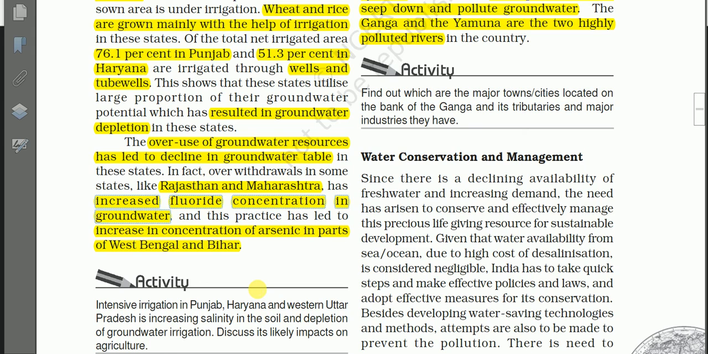Any question, boys and girls? Sure. Yes. What about the agricultural land in Manipur? You mean about irrigation? Yeah, irrigation and agricultural land about Manipur.